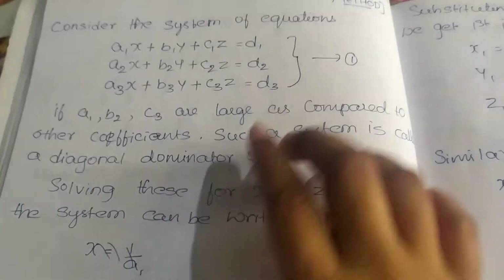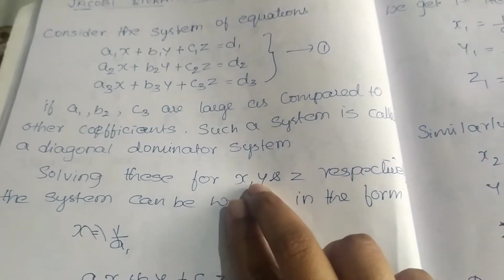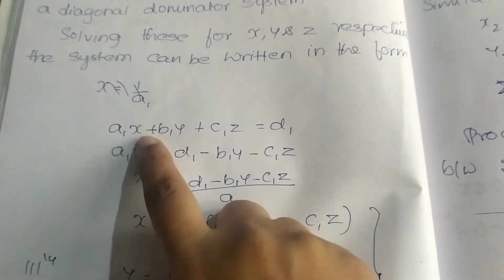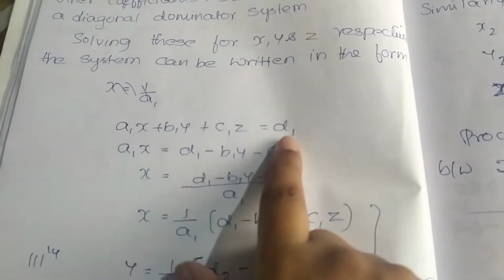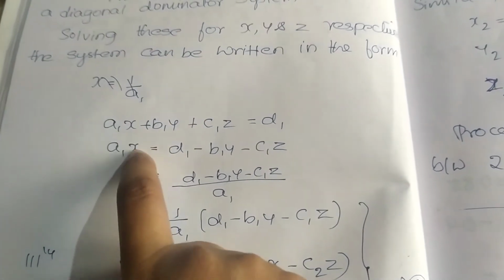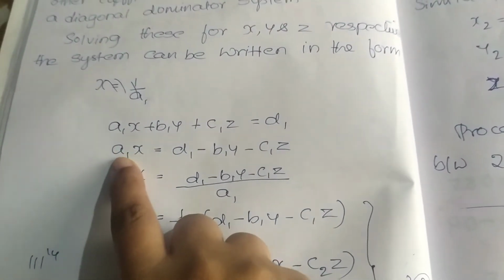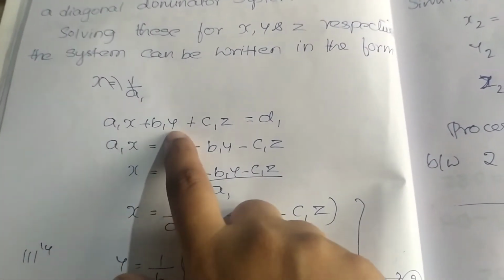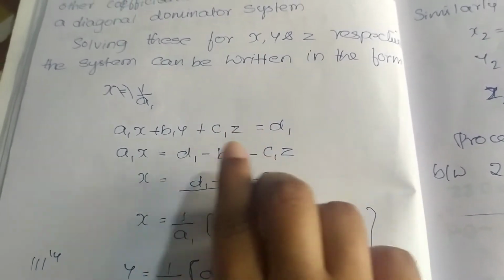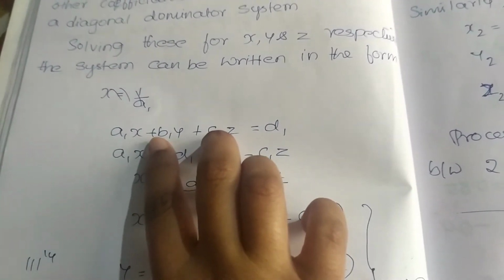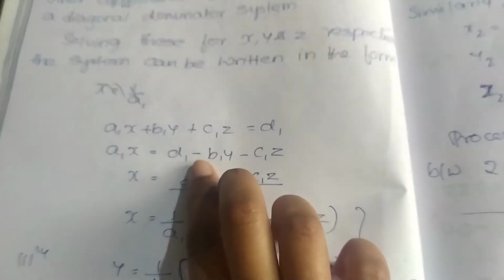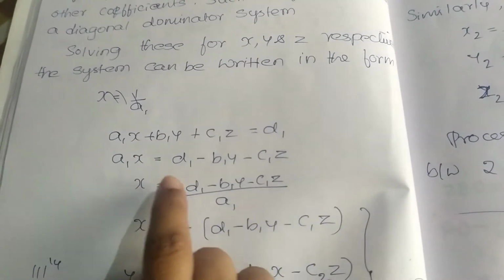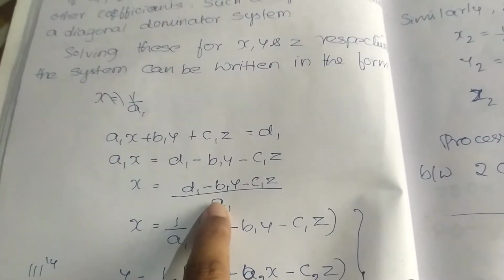Now from this system of equations we have to solve for x, y and z. From the first equation, a1x plus b1y plus c1z equals d1, we have to solve for x. So we are considering a1x equals d1 minus b1y minus c1z. Since we are taking these two to the right hand side, the signs change from plus to minus, and then x is equal to this part divided by this.